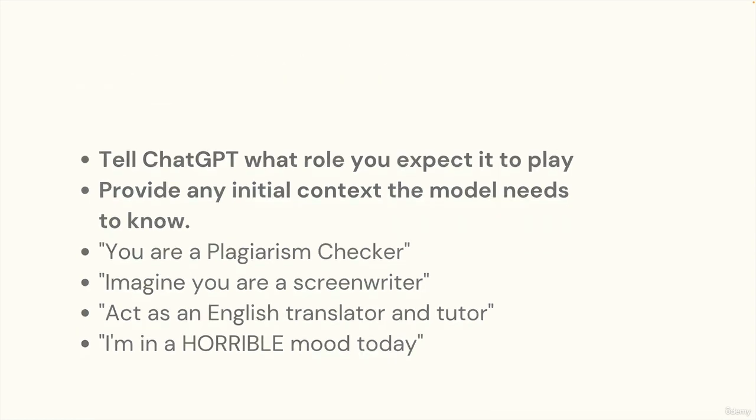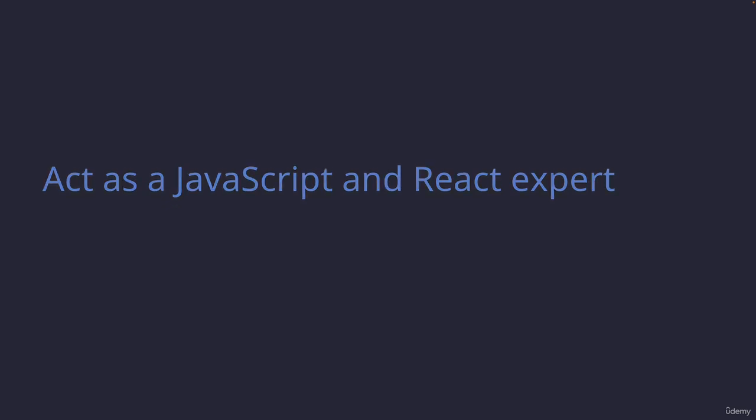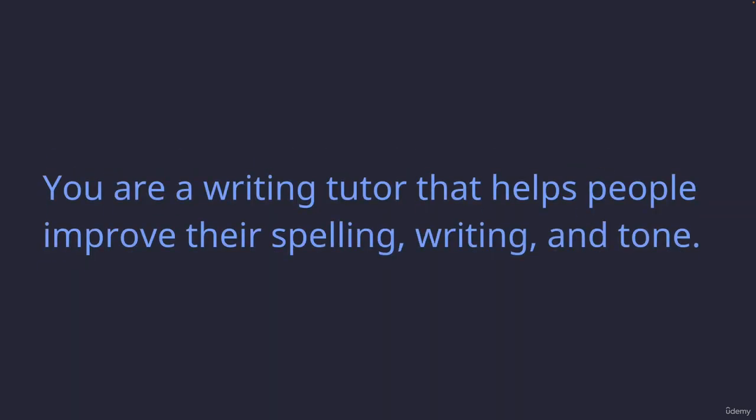Initializing this context is as simple as saying something like, act as a JavaScript and React expert, or you are a writing tutor that helps people improve their spelling, writing, and tone. We still haven't provided actual instructions or a task, right? We haven't said correct this sentence or write me an essay or something like that. We've just set the scene and said, this is your job, because it is this omni tool, right, that can do so many things. By narrowing it down, we tend to get better results.